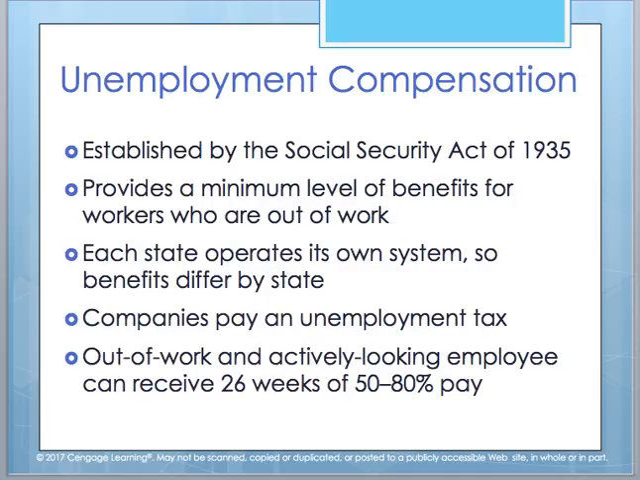Now, if you're out of work and you're actively looking for employment, you can receive 26 weeks of pay, in the range of 50 to 80% of your pay rate. The key thing is actively looking. Of course, the department has you outline where you've been applying to jobs and how frequently you're applying. You have to document this to show I'm unemployed, but I am actively looking. At that point, they can pay 50 to 80% of your pay for 26 weeks.